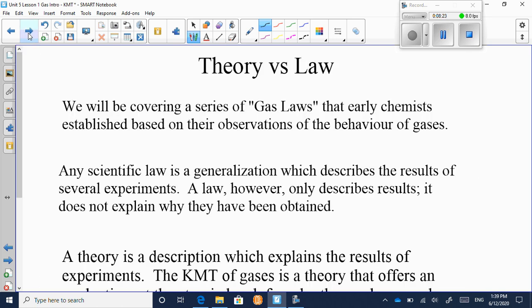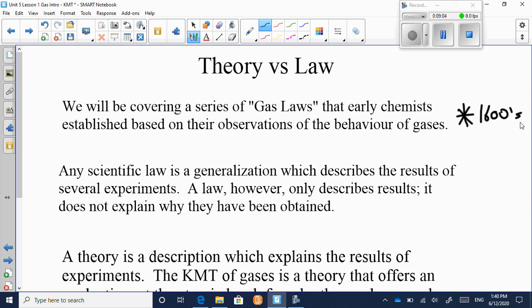Now I have this other slide in here that says, I just want to talk about a theory versus a law. And basically, we're going to be moving forward in this lesson covering a series of these gas laws that early chemists established based on their observations. So a lot of these laws we're going to look at go back to the 1600s and 1700s. You know, the 1600s is when Boyle and Charles and Avogadro were working on these gas laws. They made these laws based on observation. It wasn't until later that we then came up with a theory to help explain them.